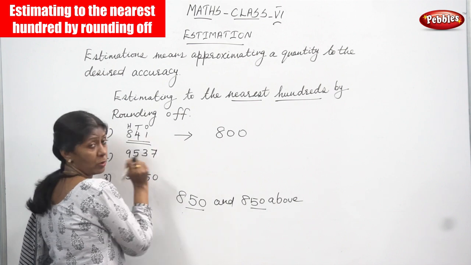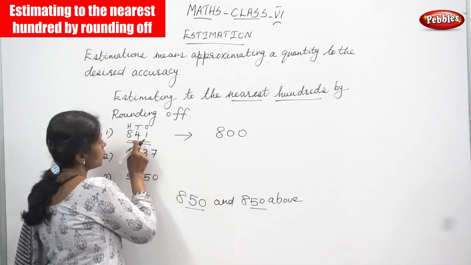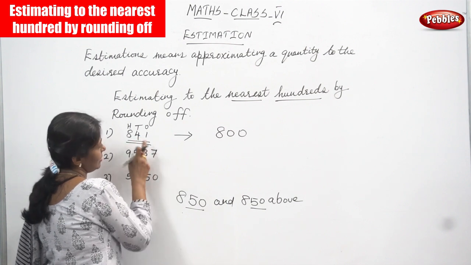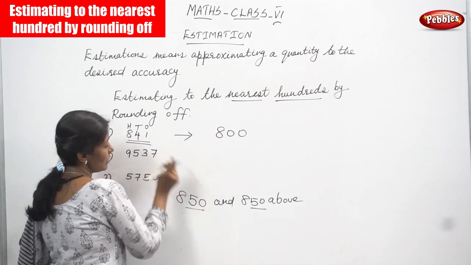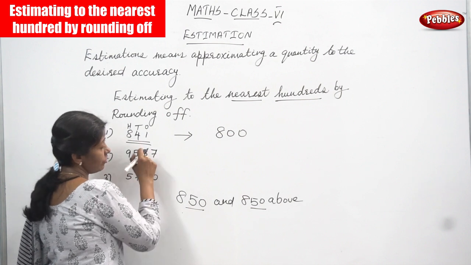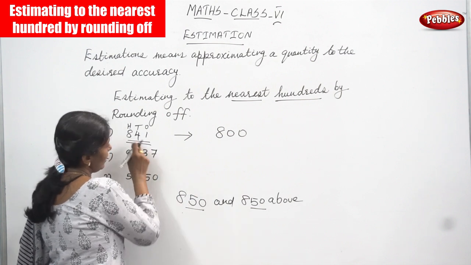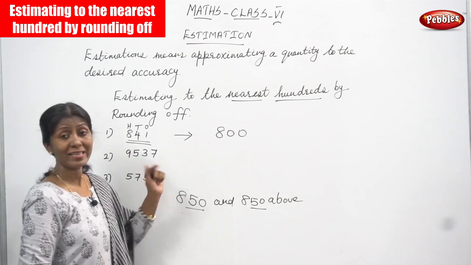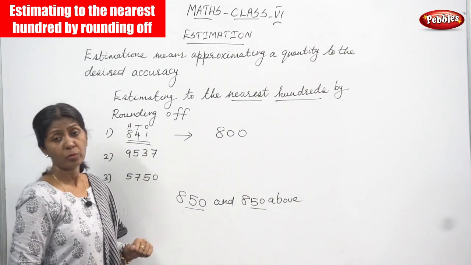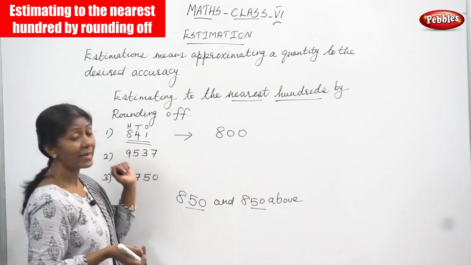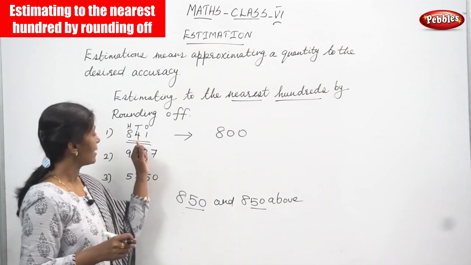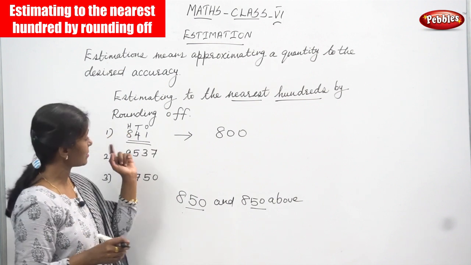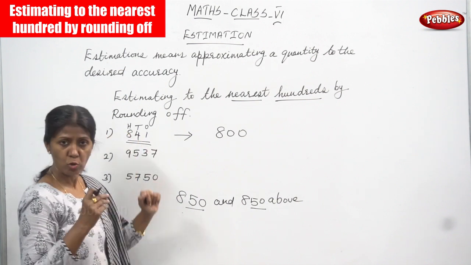But here it is 41. So tens and ones you have to consider. This is only 41. It is not reaching 850 or above. If it were 850 or above, you could write 900. But here it is 841 only. You have to write the nearest 100, but at the same time you have to consider tens and ones also.